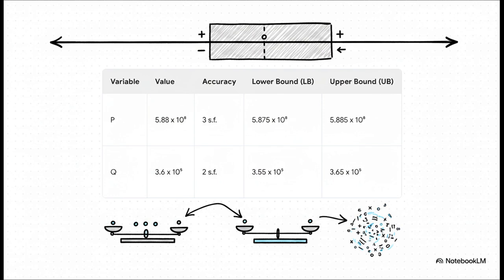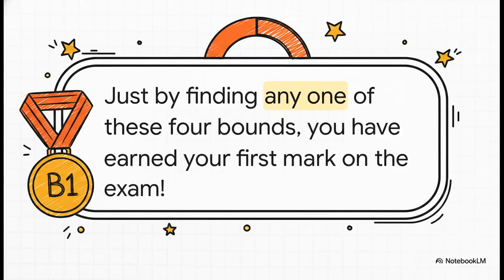Now for q, it's 3.6, to 2 significant figures. The accuracy is the first decimal place, 0.1. Halve it, you get 0.05. Add and subtract that, and you've got your bounds, 3.55 and 3.65. And that standard form part, it just tags along for the ride. And boom, just like that, you've got your first mark.